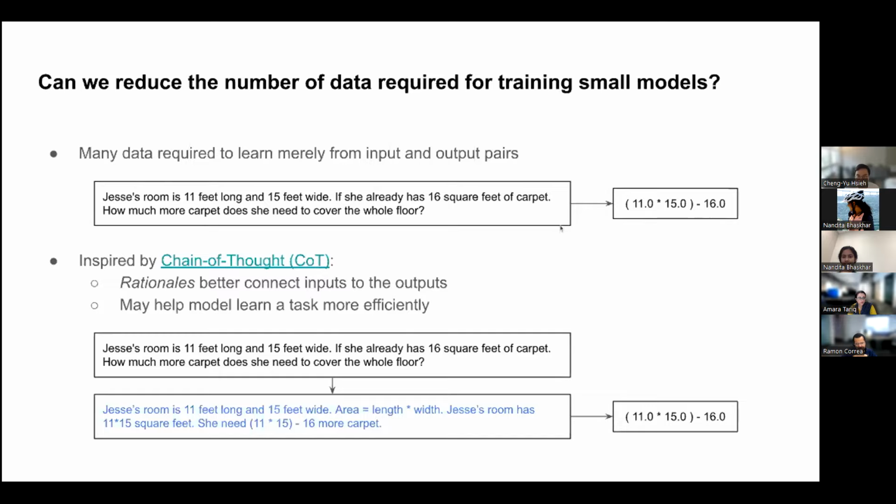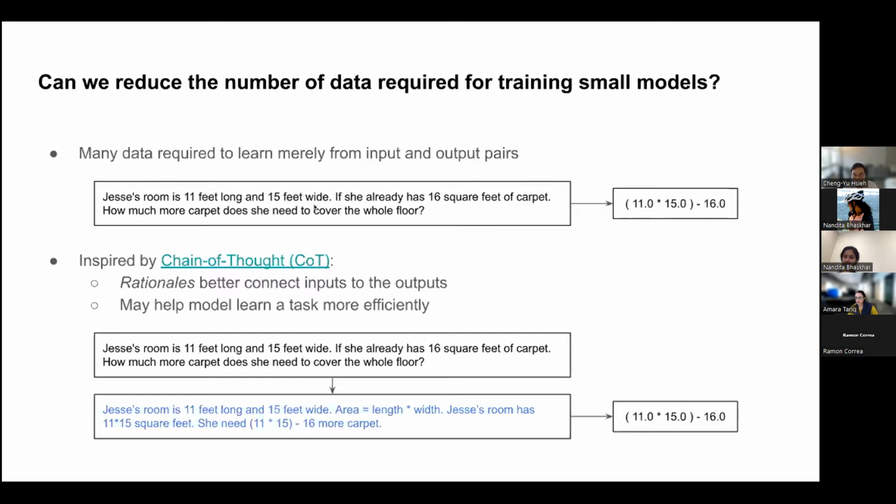So here we see that in order for the model to generate the corresponding equation, the model needs to first understand that calculating area equals 11 feet long times 15 feet wide, and then subtract the original square feet of carpet that Jesse already has. So this input-to-output relation is pretty complex, and it could require many data points for the small models to learn to associate that area equals length times width.